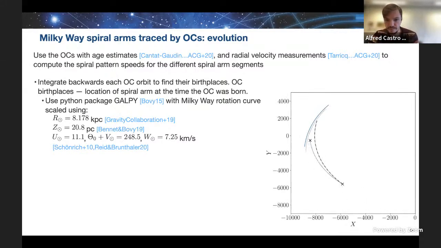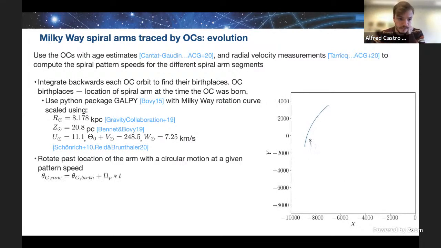So the cross will be, in this case, a cluster. The dotted line will be the orbit of the cluster. Then we relate the birth position of the cluster to a known location of the spiral arm at that time, and then evolve the spiral arm from the past location with an arm rotation, so basically circular rotation, to the present day.